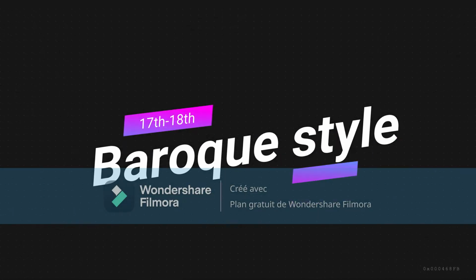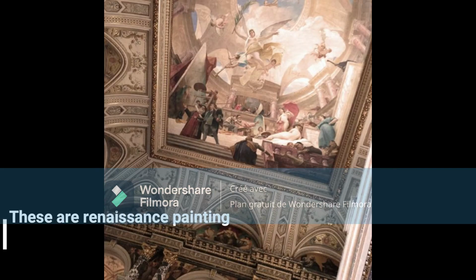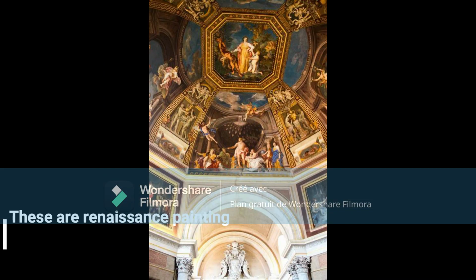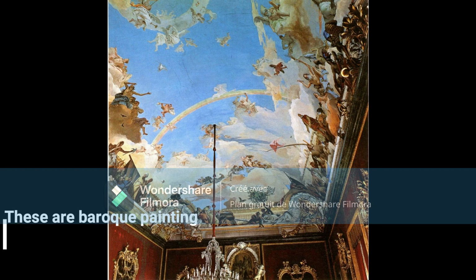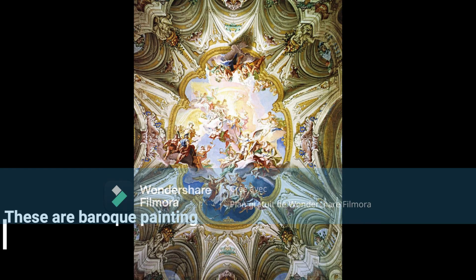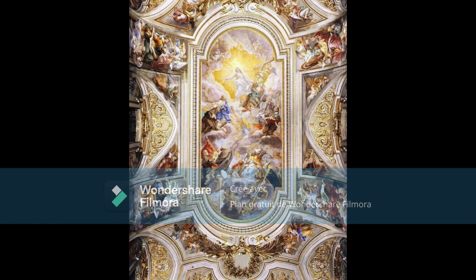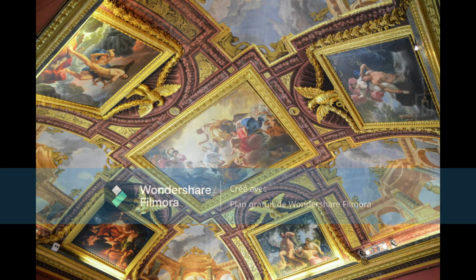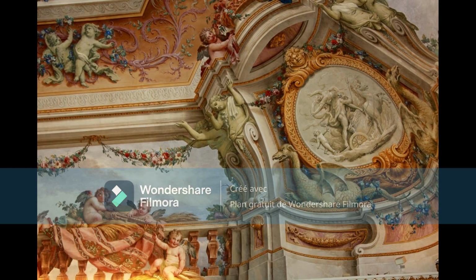The next architectural style that I will present to you is the Baroque style. It appeared in the 17th century and it lasted till the 18th century. If Renaissance artists began painting ceilings for patrons, the Baroque took it to another level. During the Renaissance, it was just an optional feature. For the Baroque movement, it became a standard.